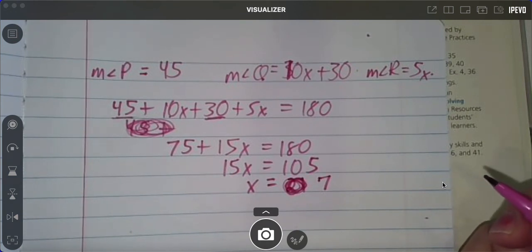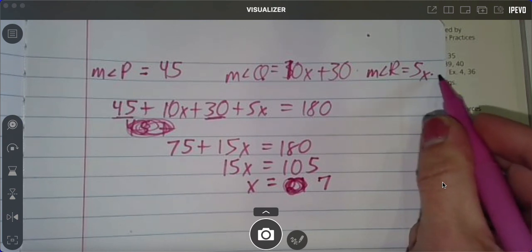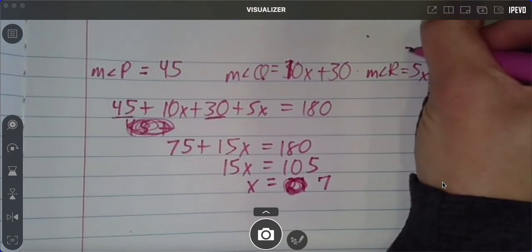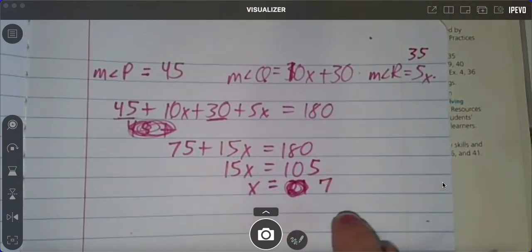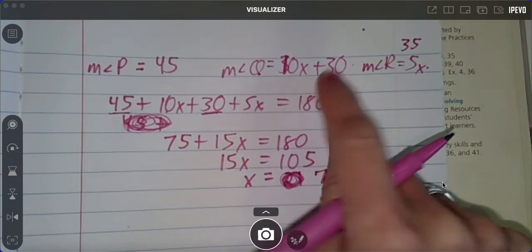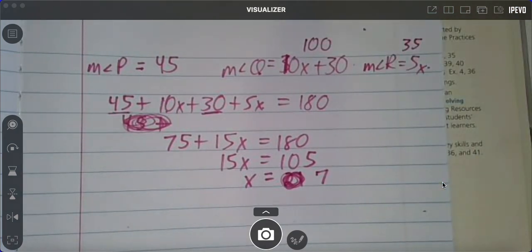Now, that's not my answer. That's going to tell me what each angle is, right? What would this angle be? What's angle R going to be? 5 times 7 is 35. Okay, what's this angle going to be? 7 times 10 plus 30. 100. Now let's see. Is it asking me for the biggest angle? The shortest angle or the shortest side?